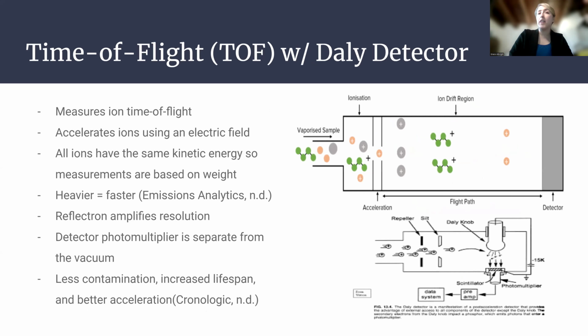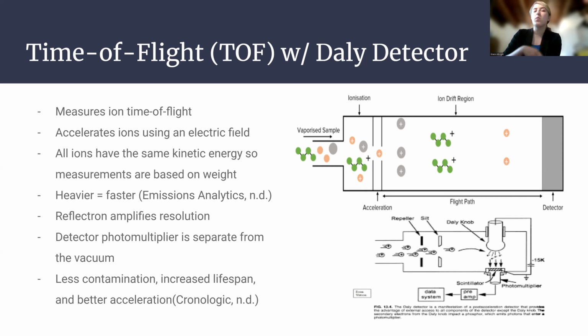Next, we have time of flight with the Daly detector pair. Now, this, as the name implies, will measure the ion's time of flight in the flight path tube. By using electric fields, it accelerates the ions, so it'll add energy to the ions to move them through. Now, the trick is, though, all ions passing through this will have the same kinetic energy. So that way, their entire time of flight is based solely off of the mass, or the weight, of the actual ion.